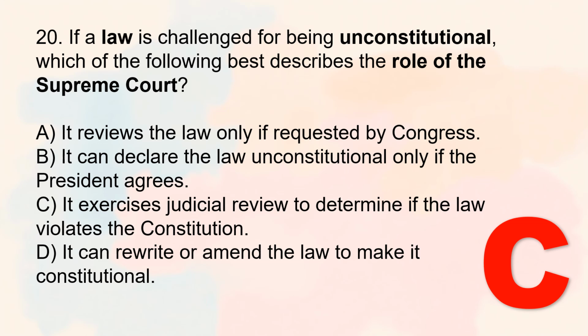For letter A, the Supreme Court can review a law based on petitions from any affected party, not just Congress. Letter B, judicial review is an independent power of the judiciary and does not require executive approval. For letter D, only Congress has the power to amend or repeal laws. The Supreme Court can only strike down unconstitutional provisions. So the best answer is letter C.